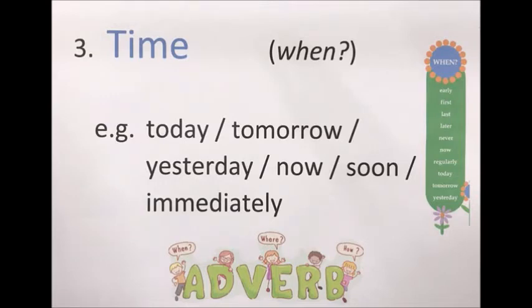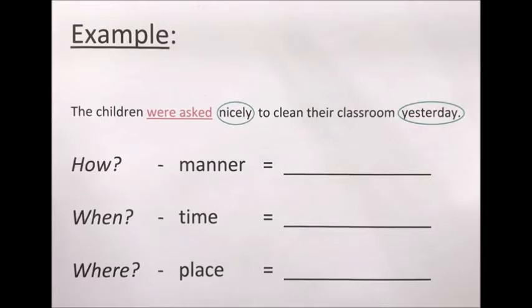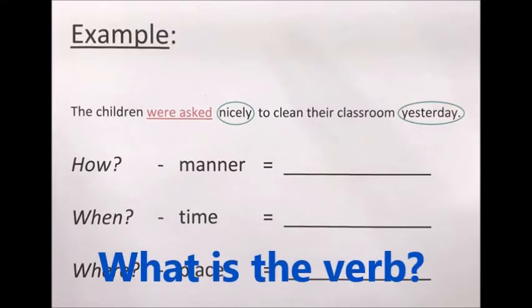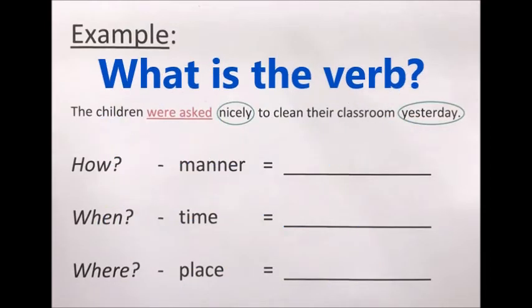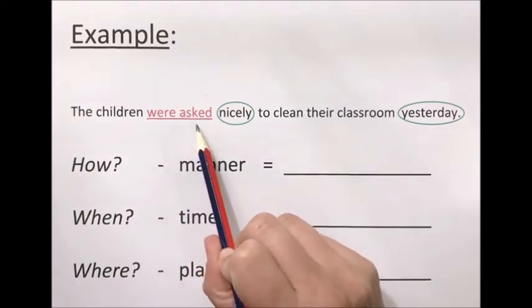They answered my question immediately. When did they answer my question? Immediately. So my adverb of time is immediately. Let's do this example together. The sentence is, the children were asked nicely to clean their classroom yesterday. First, you need to know what is the verb in this sentence. The verb in this sentence is were asked.